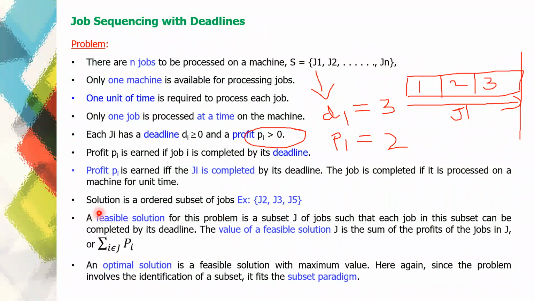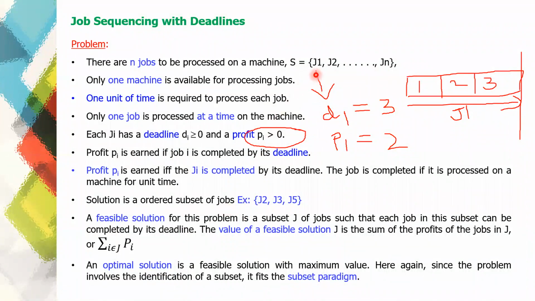Now, what is the solution for this? How does the solution for this problem look? Given a job sequencing with deadlines problem, if you apply the greedy approach, the solution will be an ordered subset of jobs. It may look like this. It's a solution vector, a job vector: J2, J3, J5. This may be your solution, for example. And this solution vector of jobs will be a subset of the jobs that have been given.